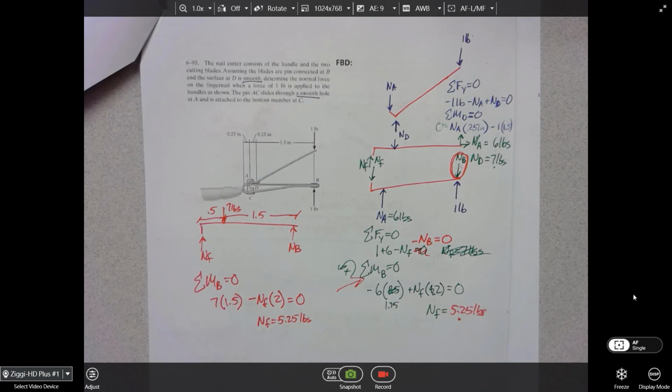If we put a normal at B down here, then let's sum the moments about B and set them equal to 0. We'll take counterclockwise as positive. We'd have 6 times 1.5 in the negative plus the normal of the finger times, I'm sorry, that wouldn't be 1.5, it'd be 1.75, plus the normal of the finger times 2 equals 0. Tell me what the normal of the finger is equal to.